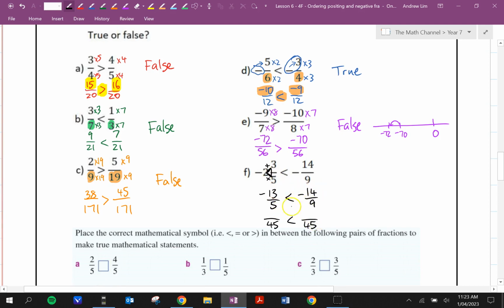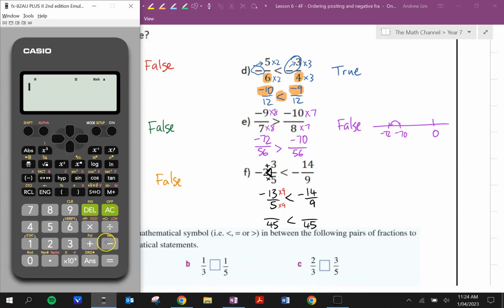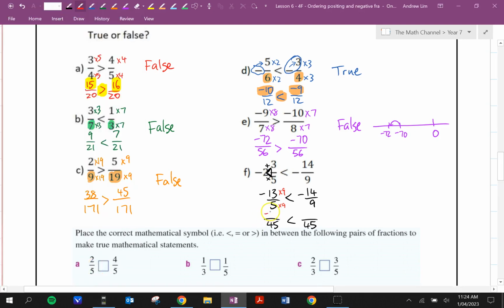Now, we can still see that they don't have the same denominator. So, if we times this by 9 to get 45, we times this by 9. Minus 13 times 9, we can use our calculator, is minus 117. Times this by 5, times this by 5, minus 14 times 5 is minus 70. Is the arrow pointing at a smaller number? Yes, it is, so this is true.